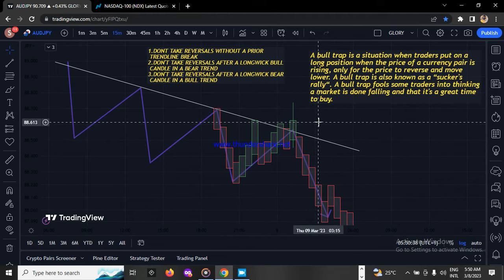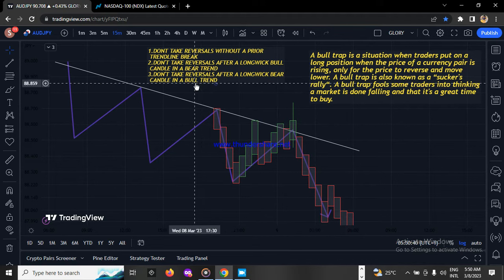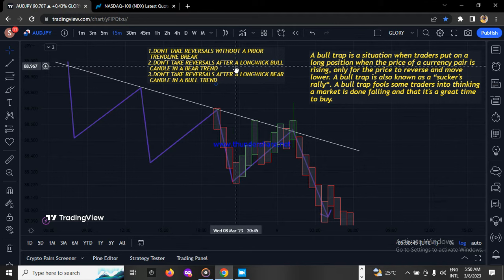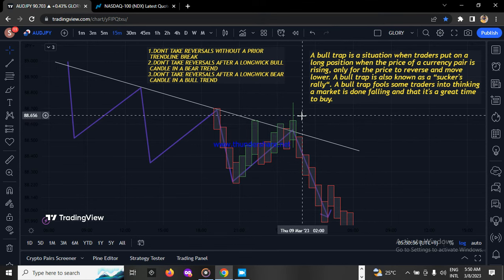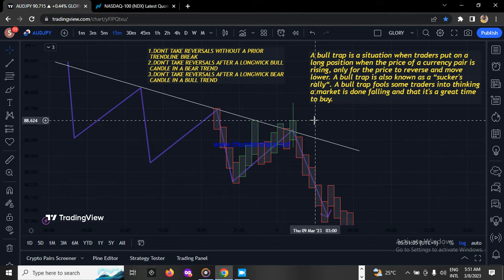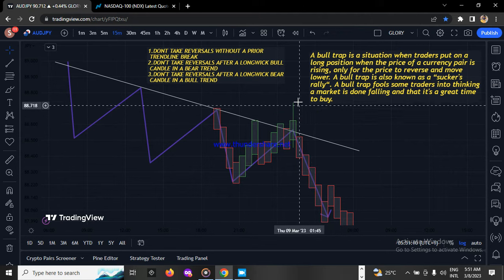And secondly, don't take the reversal after a long wick bull candle in a bear trend. So you see this long wick bull candle, you should have avoided this trade because, as you know, long wick candles are manipulative candles and they are indecision candles.